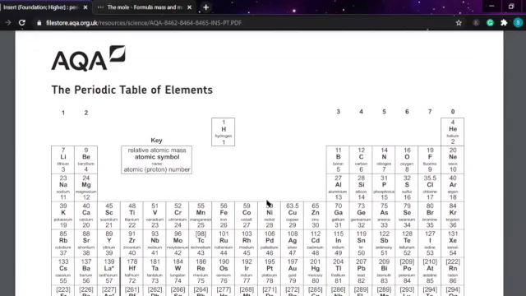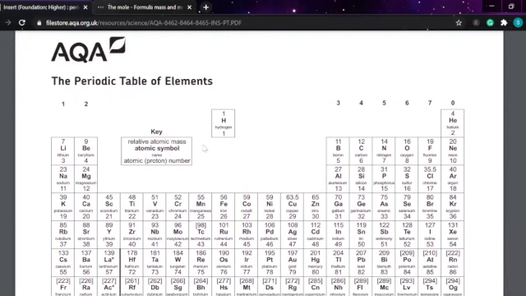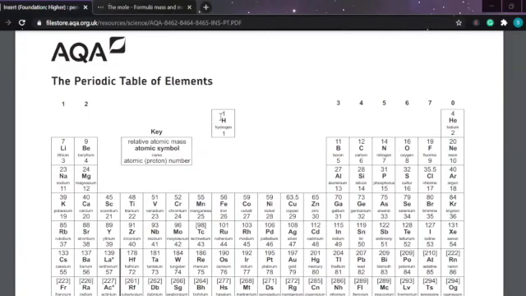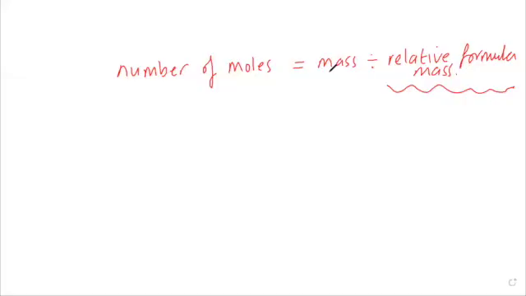As you can see, this is an AQA one, and you can bring up the periodic table of whichever syllabus that you are following. And if you look at this, you've got a key on this particular periodic table, and the key tells you what each box means. So the top number in the box is called the mass number, and the bottom number is called the atomic number. For all of the calculations in this video, we are going to be using the top number, which is the mass number, and it is always the bigger number as well. So we're going to work out the relative formula mass.